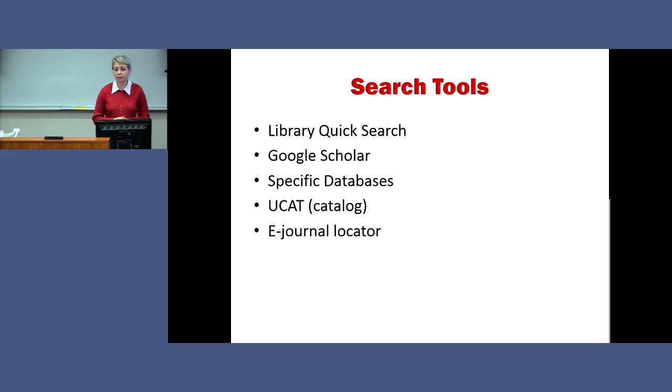Specific databases, which we have a large number of, will offer you flexibility and the power of searching, where you can really narrow down your search query and get really specific results. We also still have our UCAT, which is our traditional catalog tool for searching for books and journal titles. And we'll also make a quick stop by the e-journal locator. This is where you can check whether we have a specific publication or not.